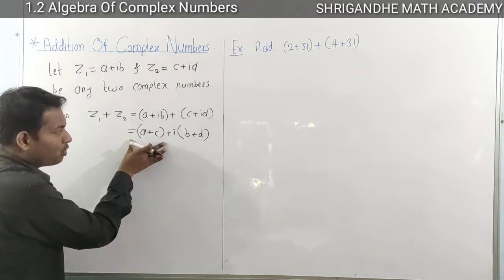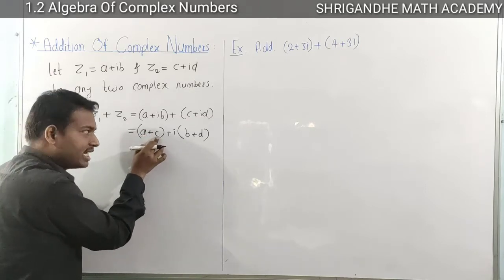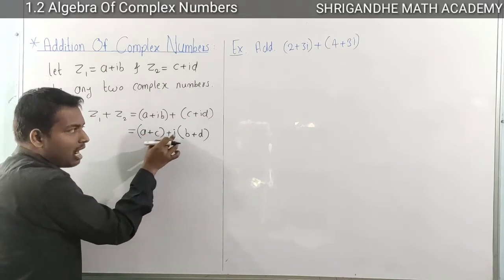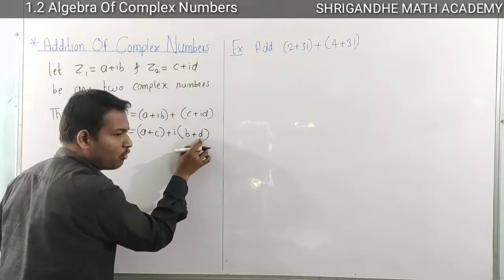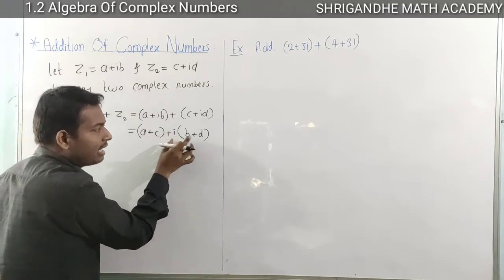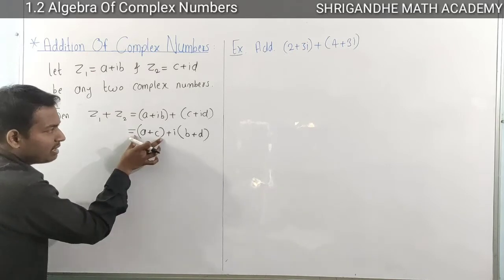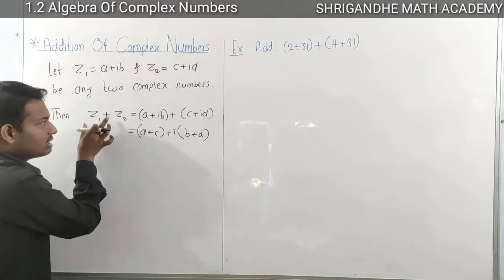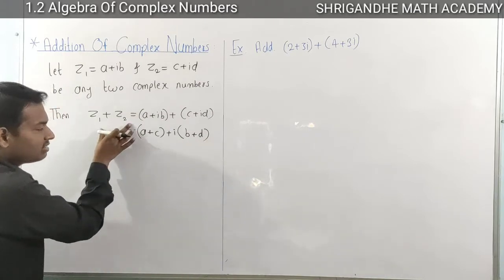Clear? Therefore we add here the real part of Z1 plus the real part of Z2 in one bracket, plus I into the imaginary part of Z1 plus the imaginary part of Z2. Therefore we get a plus c plus I in bracket b plus d. Now a plus c is the real part of Z1 plus Z2 and b plus d is the imaginary part of Z1 plus Z2.